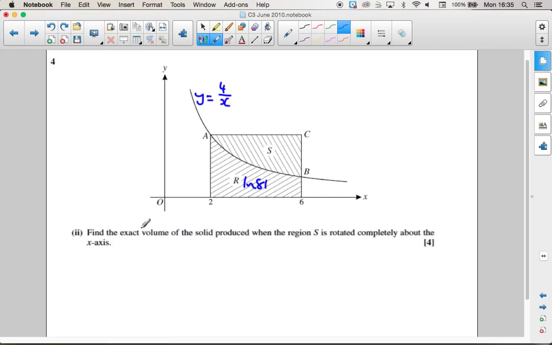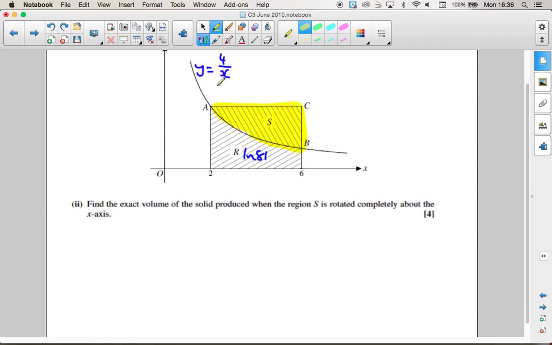Okay, part 2 wants us to rotate the S shape around the x-axis. This is one of those subtraction questions where we are going to work out what we get when we rotate the whole box, so region R and S together, which, if you think about it, when that rotates around will produce a cylinder. So we can work out the volume of that quite quickly.